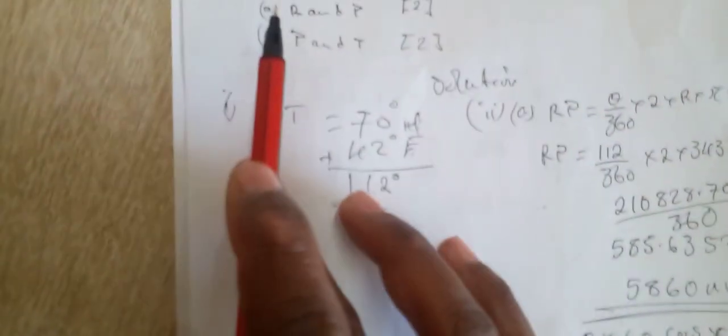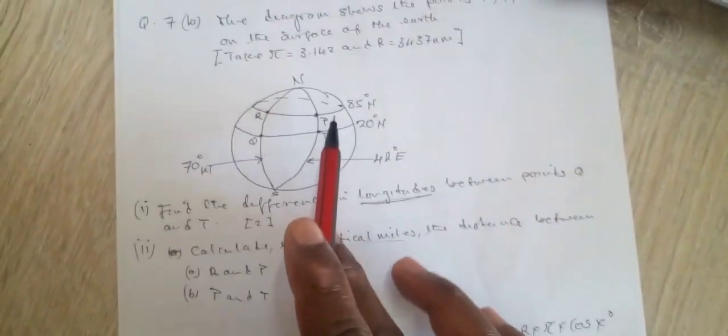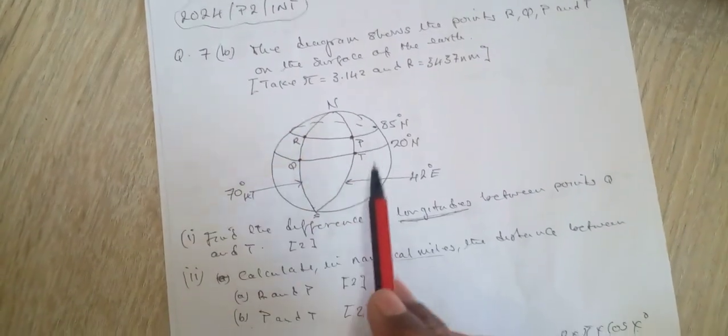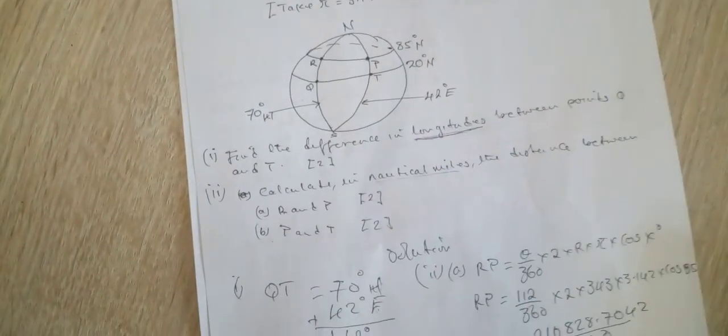Now let's move on to the next one. The next one is asking us to calculate the distance PT. So we need to calculate the distance in this question, PT. So how do I calculate this distance, PT? You can see PT is along the lines of longitude. So what is the formula that you need to know?